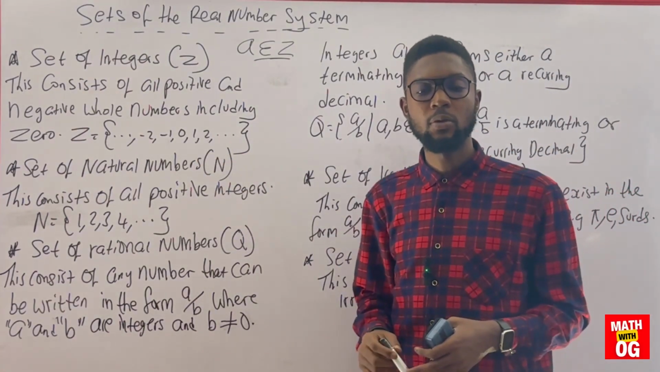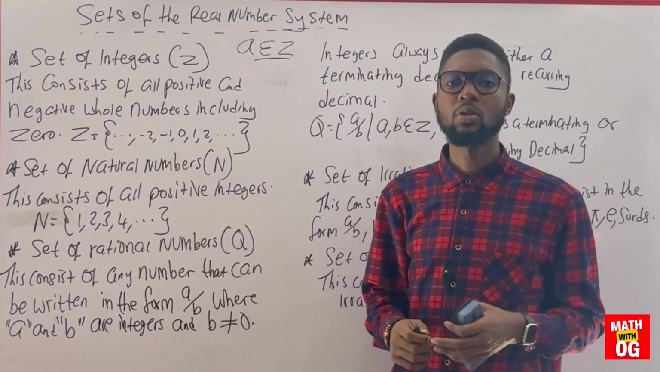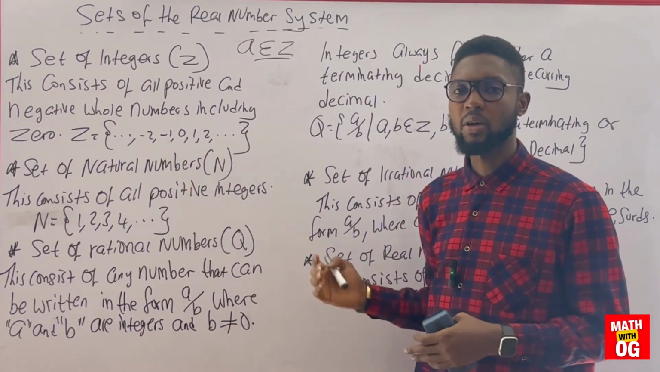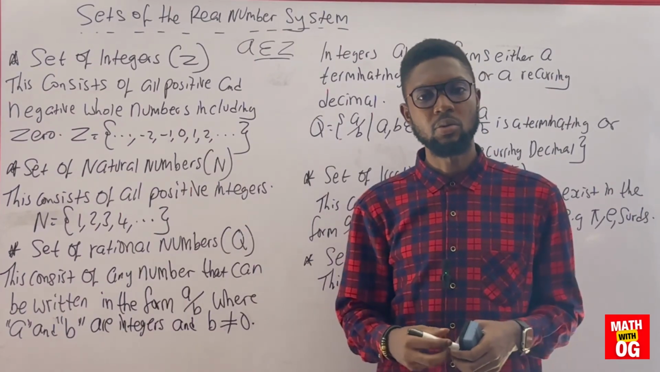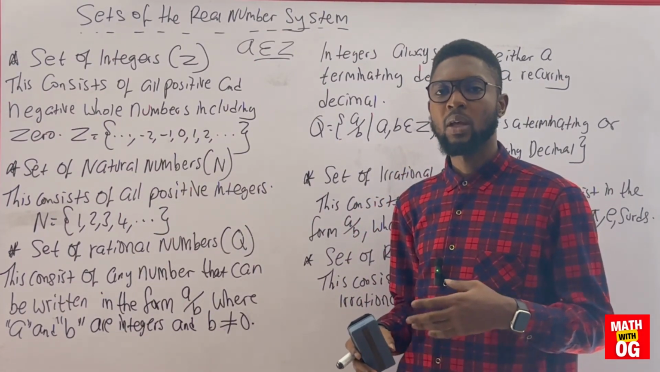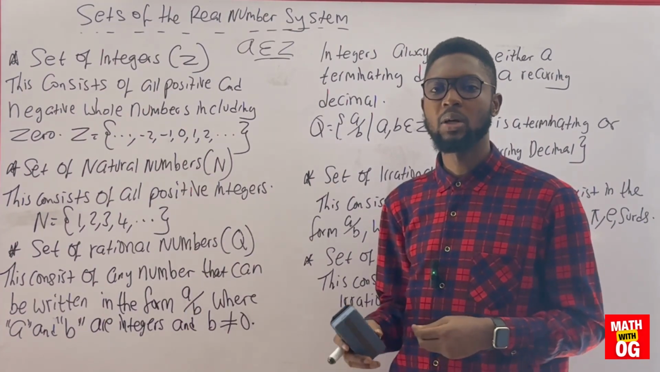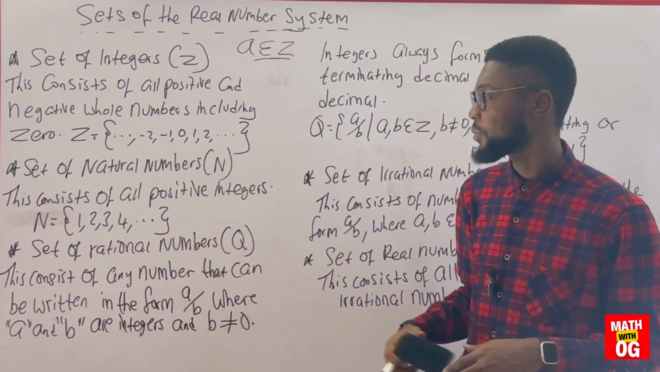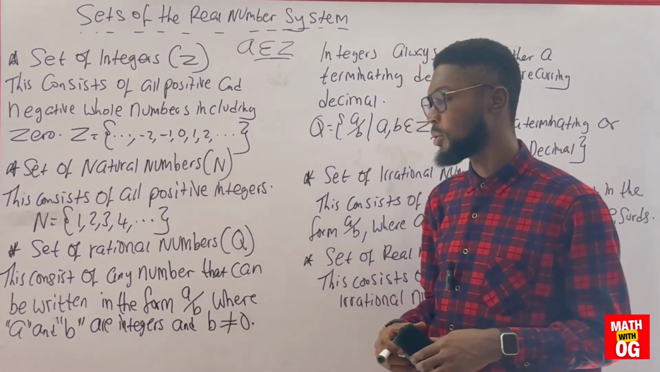Now, you should have known by now, or if I have not mentioned it, that not all sets can be written in roster method. So when we get to rational and irrational numbers, you will see that they cannot be written in the roster method. That means you can tell if an element is a member of the set, but you cannot represent it using roster method.